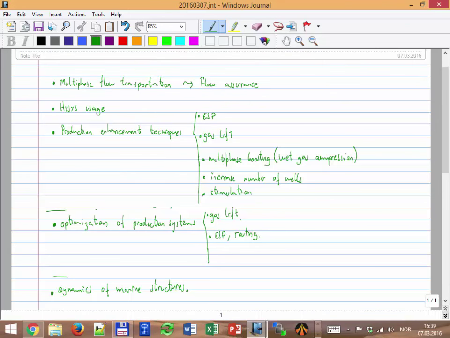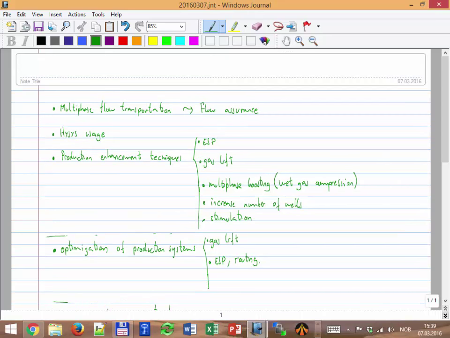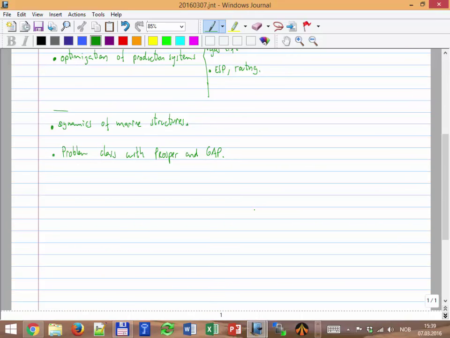flow transportation. Multiphase flow transport.